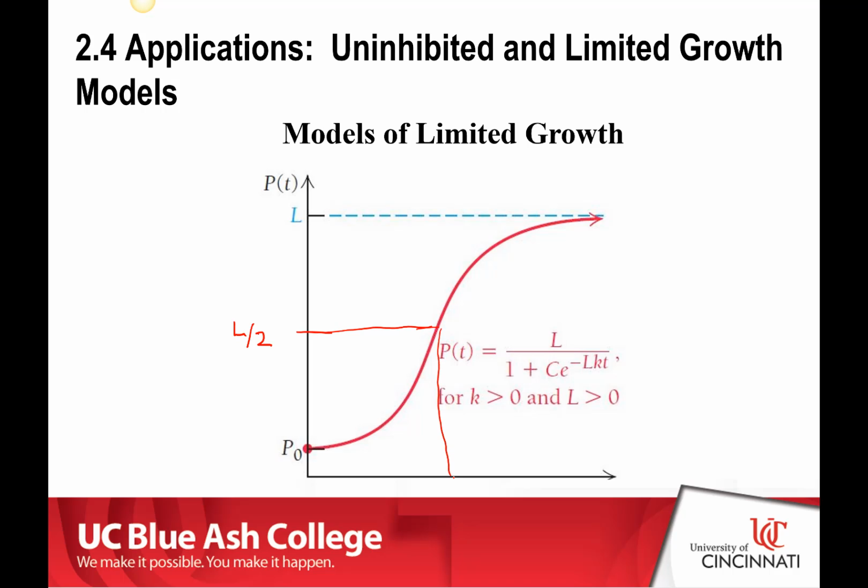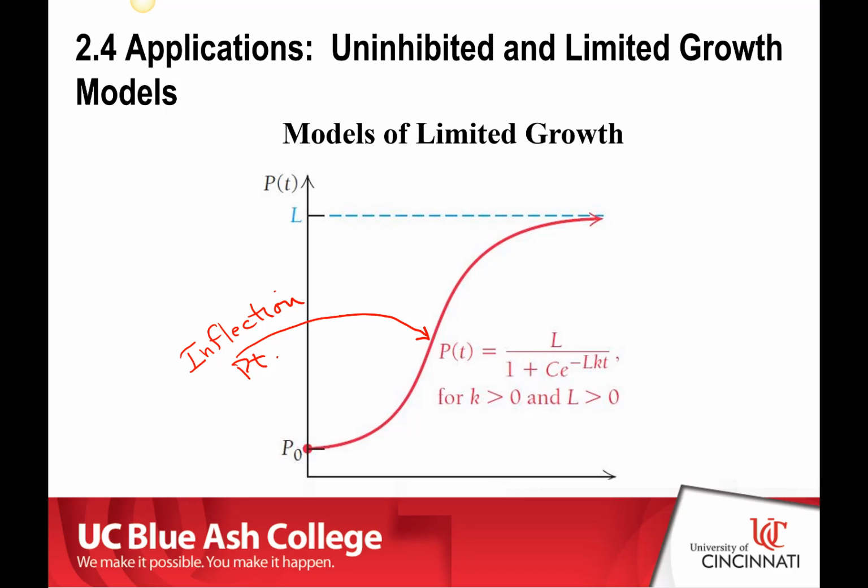And notice, what is L over 2 on this? What occurs at L over 2? L over 2 is important. L over 2 is right here. This is the inflection point. That's where it changes from being concave up. Do you see the bottom part's concave up, to the top part being concave down.